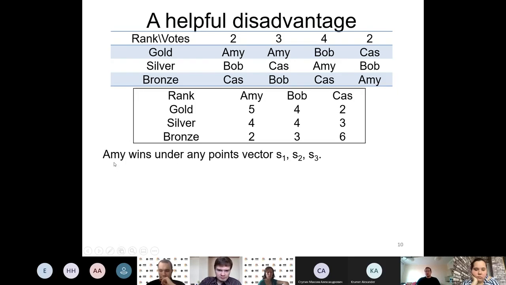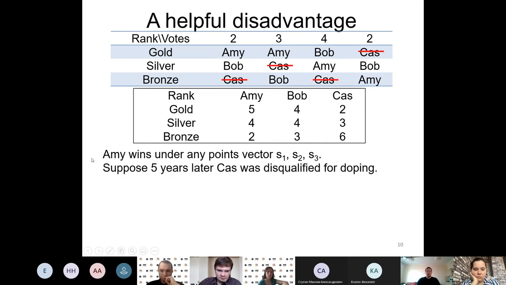And of course, it is clear that in this example, with any scoring vector S1, S2, S3, Amy will beat Bob and will beat Cass. Provided that, of course, this point vector is monotonically non-increasing. But we always claim it from scoring vectors.